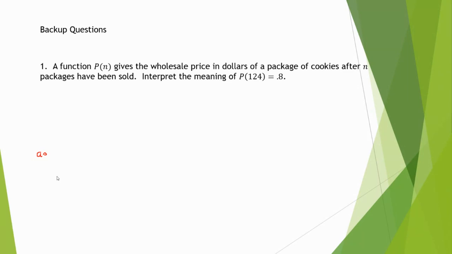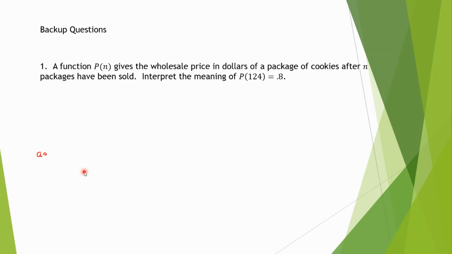So the question now is, what's the meaning of this equation? Again, n in this case is our input. So n is 124. So 124 packages of cookies have been sold. P of n is the wholesale price of a package of cookies after n of them have been sold.